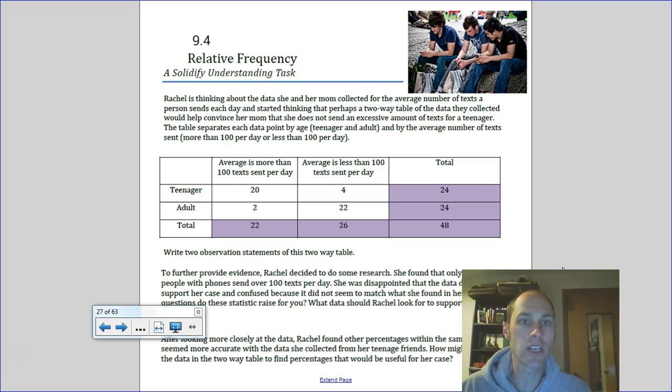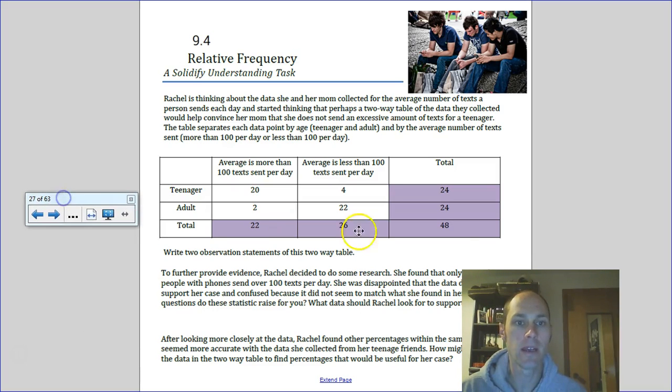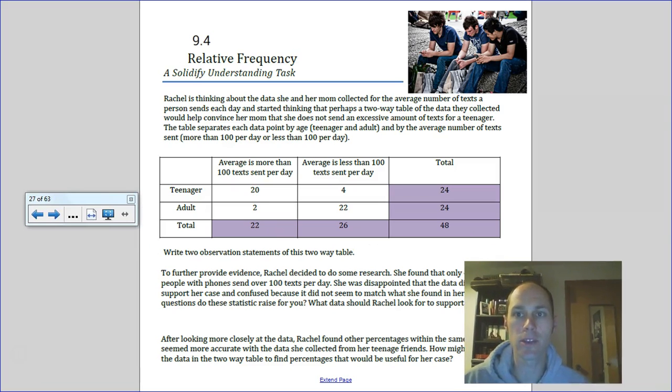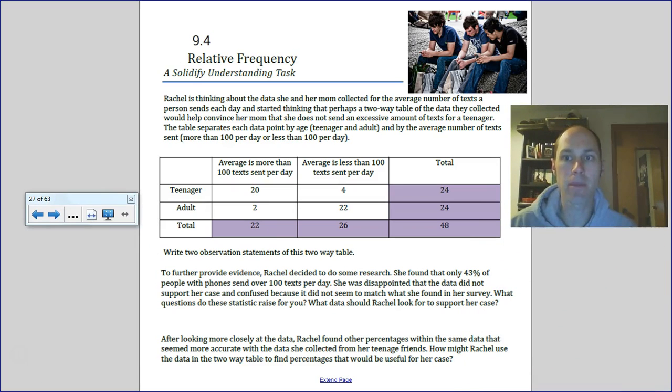The table separates each data point by age, teenager and adult, and by the average number of texts sent, more than 100 per day or less than 100 per day. So if you remember last time in our first lesson, we looked at a histogram and a box and whisker plot that compared all of the data together, and we looked at it also with just the teenager data. So if we look at the two-way table, it helps us compare the information a little bit better.